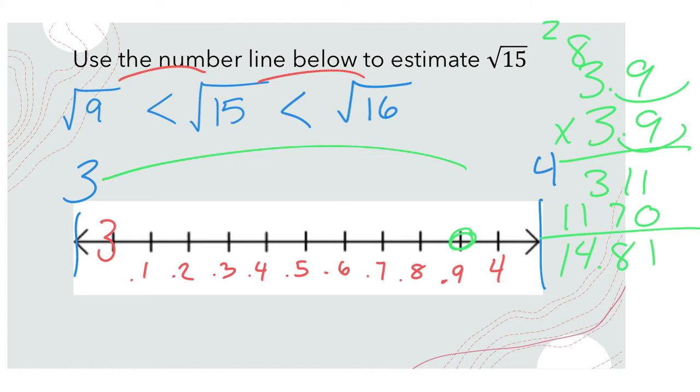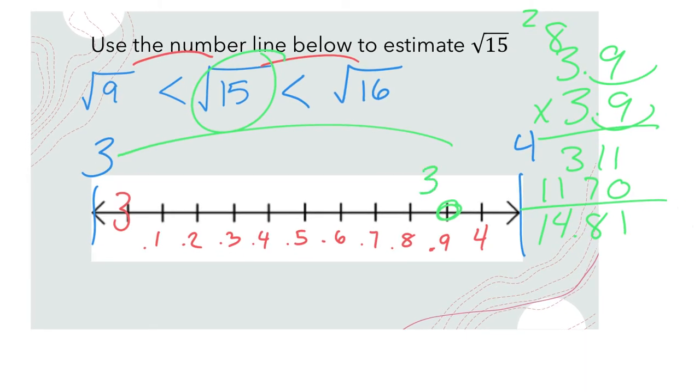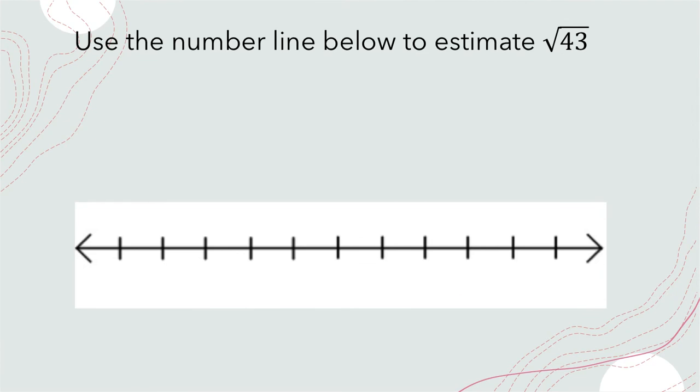3.9 squared is 1.521, which is pretty close to 15, and we can't go over that number. So our estimated square root would be 3 and 9 tenths, just using a number line to help us determine those. All right, so let's use another number line to see what we've got.